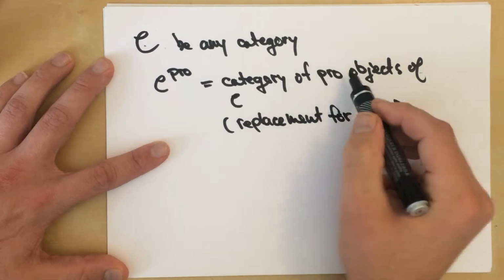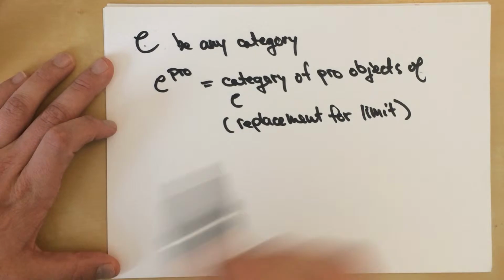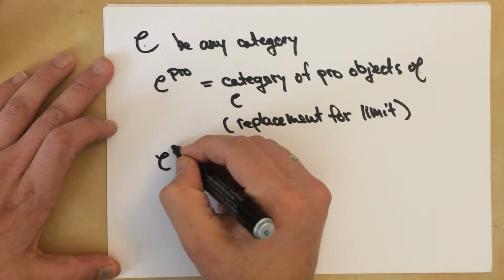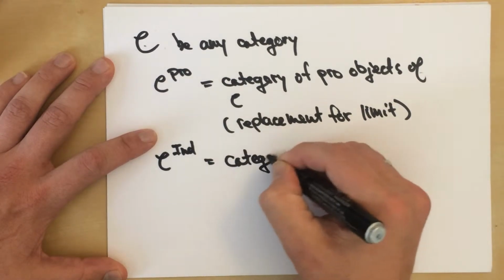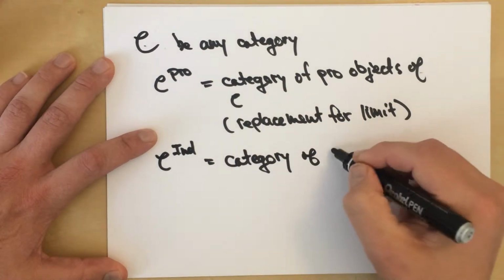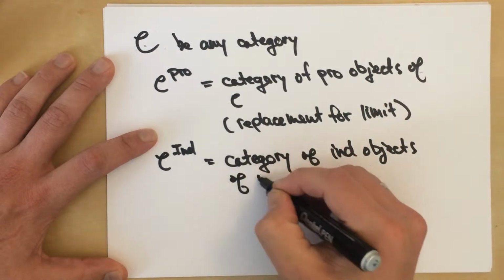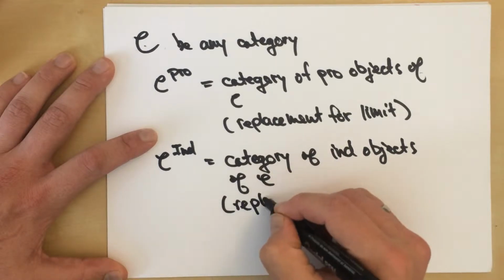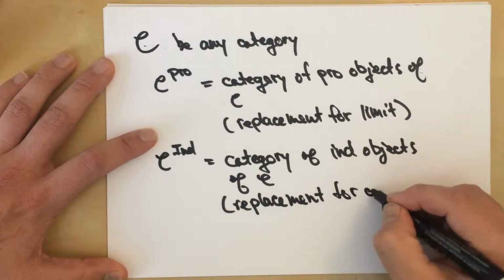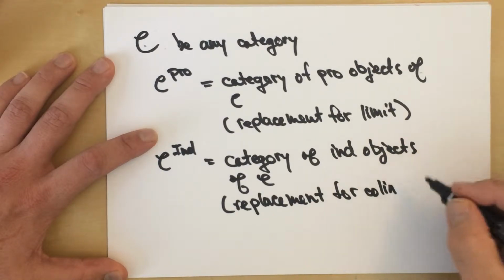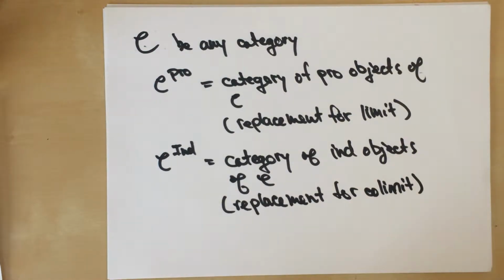This is using the old terminology of projective limits, so things with the backwards arrow usually. And then we're going to define another category, C ind, which is the category of ind objects of C. This is a replacement for co-limits, for the non-existence of co-limits. And ind is the old terminology of inductive limits.